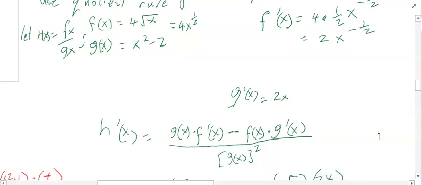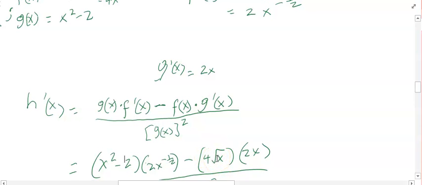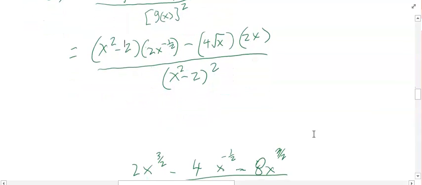Now let's plug in our values for g of x, which is x squared minus 2, f prime of x, which is 2x to the negative 1/2, minus, we got our 4 radical x here. We're going to rewrite it as 4x to the 1/2, and then 2x is our g prime x. So let's do that and let's see what happens.